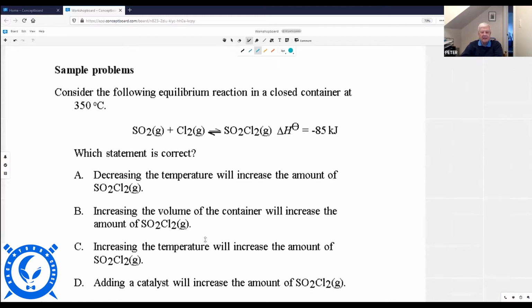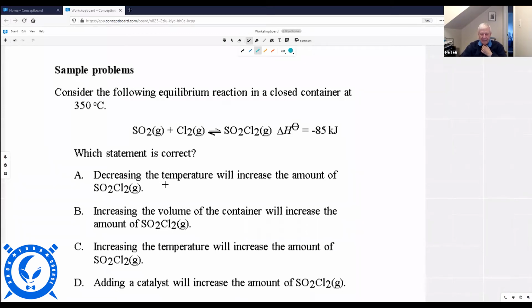And we have B, increasing the volume will increase the amount of SO2Cl2. Unfortunately, that is incorrect, because if you increase the volume, that means you're lowering the pressure. And if you're lowering the pressure, the equilibrium will shift to the side that will increase pressure. So in this particular equilibrium, you have two gaseous particles on the left, one on the right. If you diminish the pressure, the equilibrium will shift to the left to make more SO2 and Cl2, because basically you're trying to counteract the change that's been imposed upon the equilibrium. So unfortunately, B goes in exactly the opposite direction. If you increase the volume and lower the pressure, the equilibrium shifts to the left.